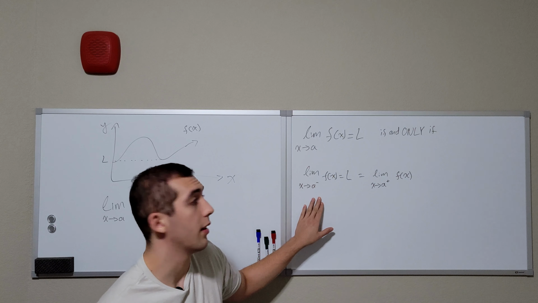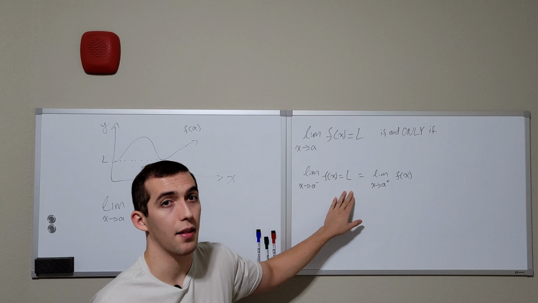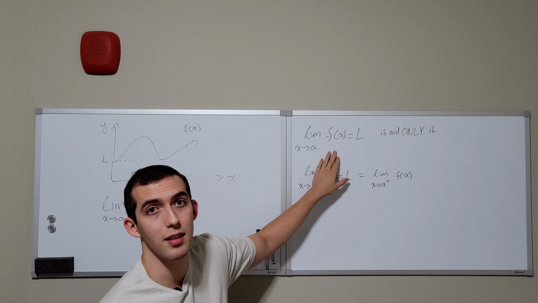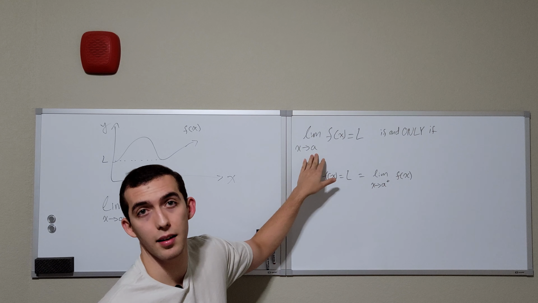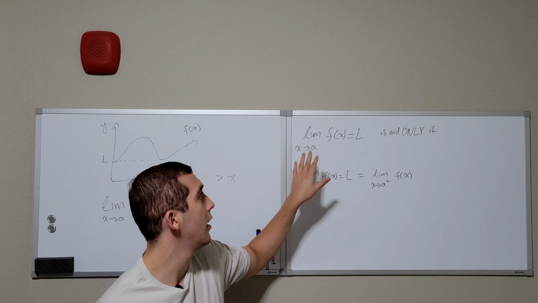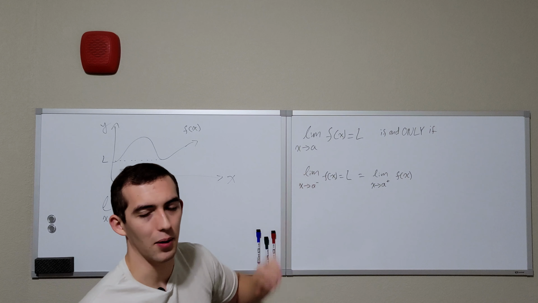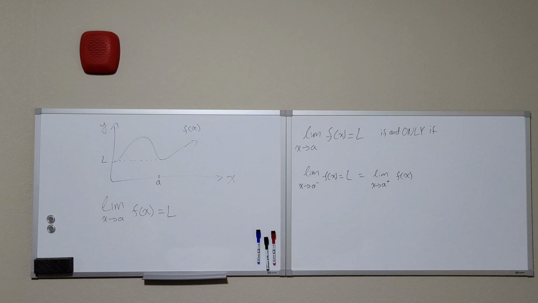So if the left-handed limit and the right-handed limit are both the same, then we say that there is a limit as x approaches a for that function. If these two do not match, the limit does not exist, okay? I have to keep that in mind.